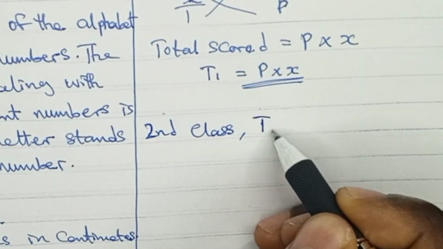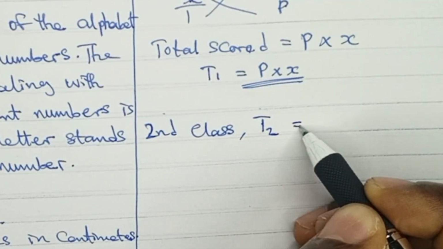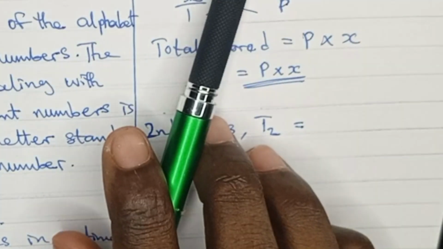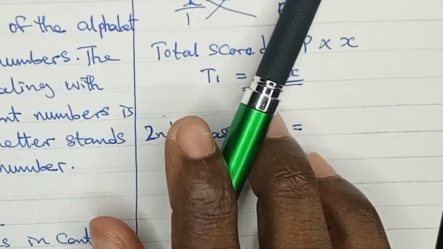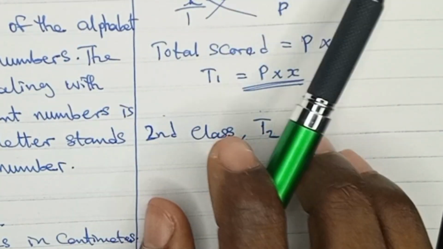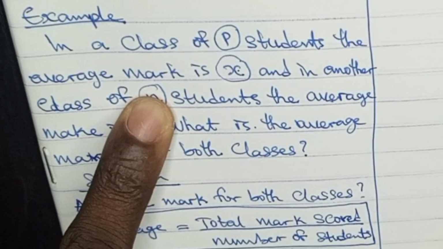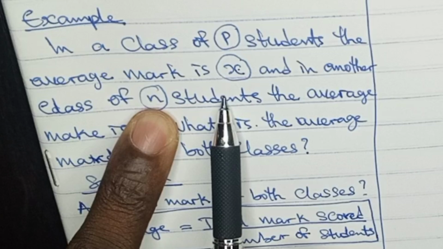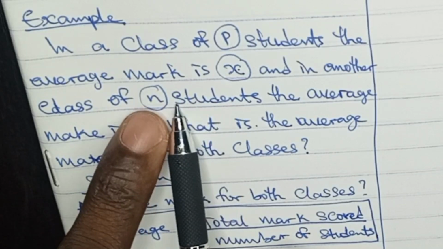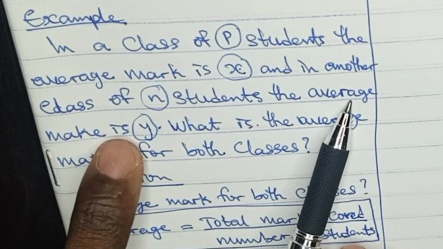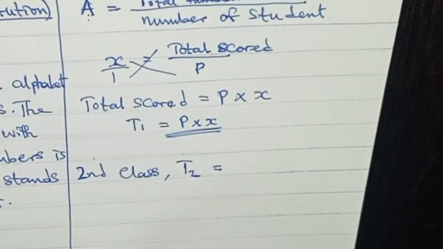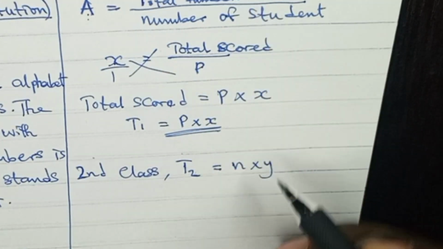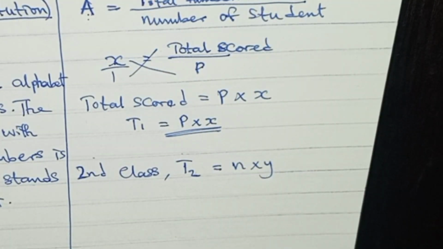For the second class, the total score, I can say T2 equal to what? The same thing that happened here, we are doing here too. The total mark scored is what you are looking for, T2. For the second class, we have n students, so the total number of students is n. The average mark is y. Using the same process, we get T2 equal to n times y.